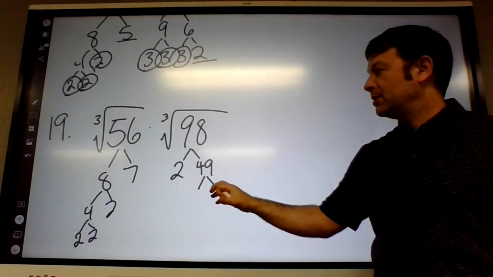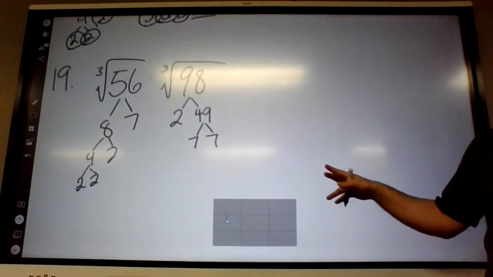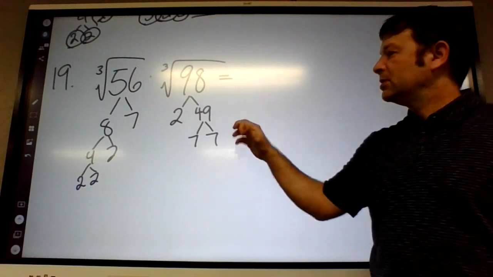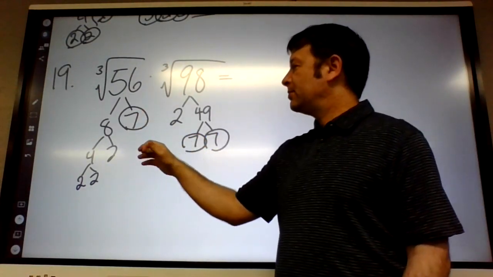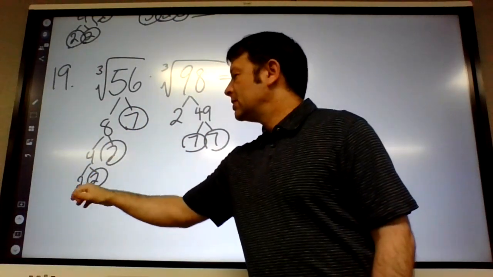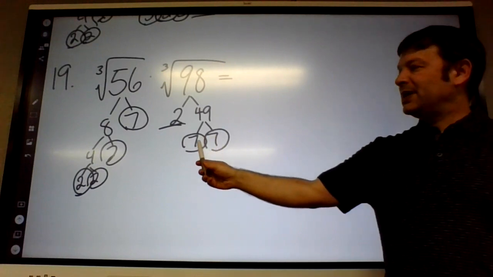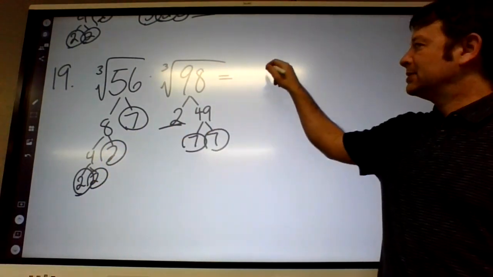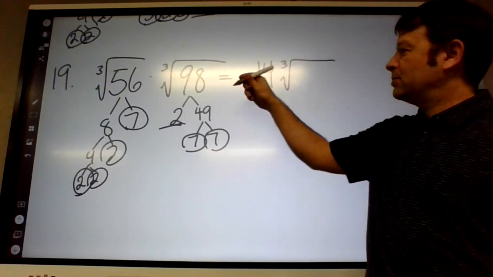7, 7. Okay, so since this is a cube root, we need triples. What triples do we have? 2 and 7. So I see 3 7s and 3 2s, and then there's 1 left over. So that means 7 times 2 is escaping. And who's left in jail? 2.